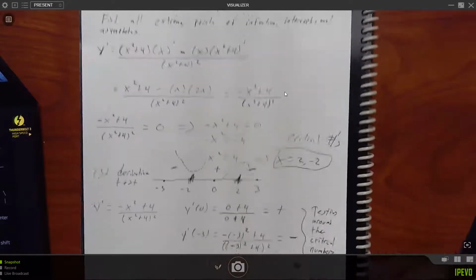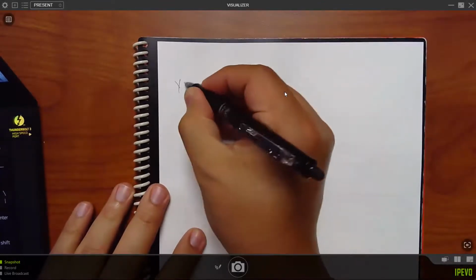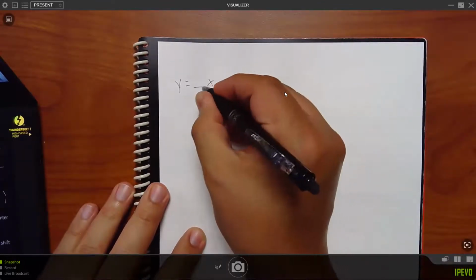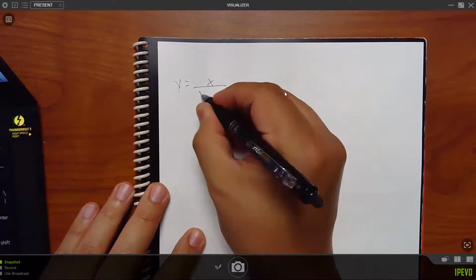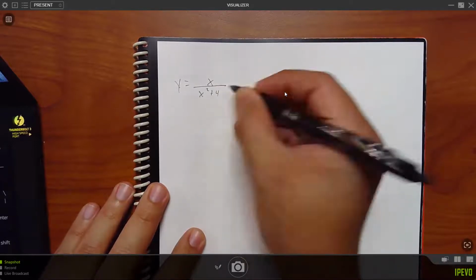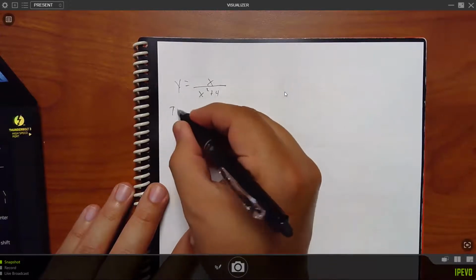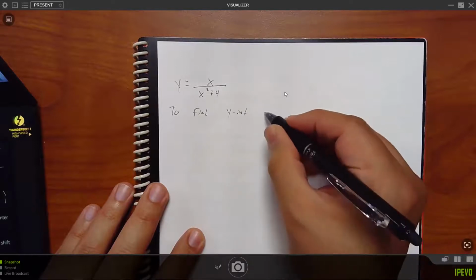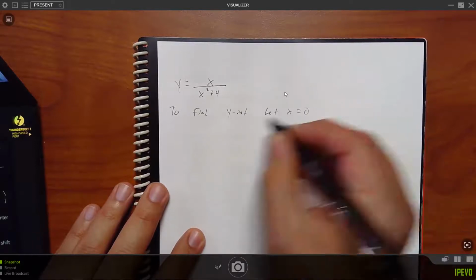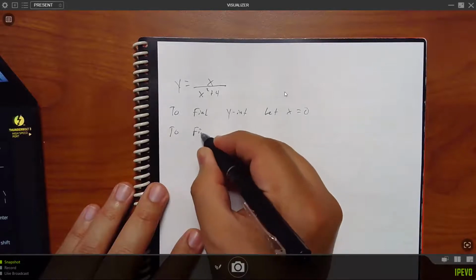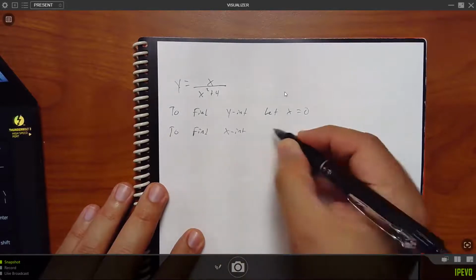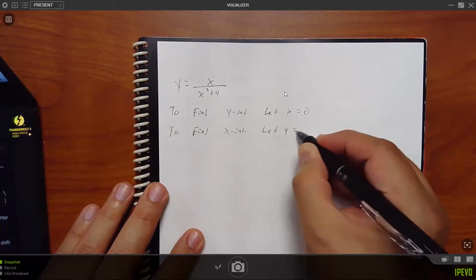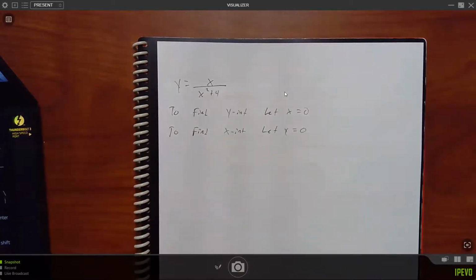Okay, so let's see. You guys remember how to find the intercepts? You just set them to 0, right? Pretty much, to find y-intercept, let x equal 0. To find x-intercept, let y equal 0. Then you try to solve. So the easy one is the y-intercept. It's already solved for y.